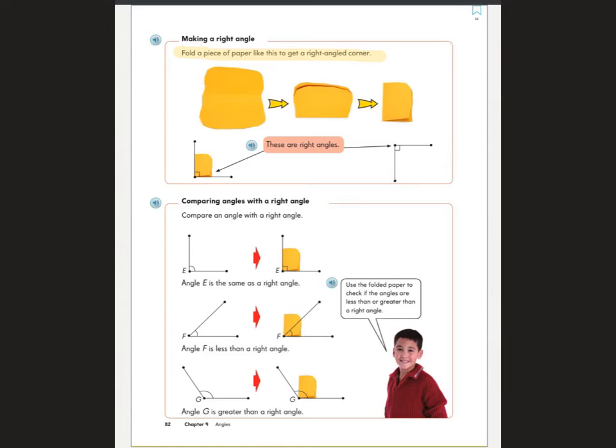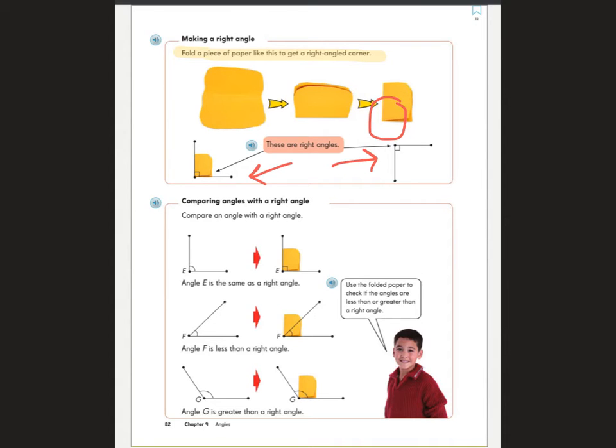So any piece of paper you have, you're going to fold it in half and then in half again. So you fold it into 4 parts. Then you'll notice that the corner that is made makes a perfect right angle. You can see that the corner would fit perfectly inside these examples of angles. Those are right angles. They're a perfect corner or 90 degrees.